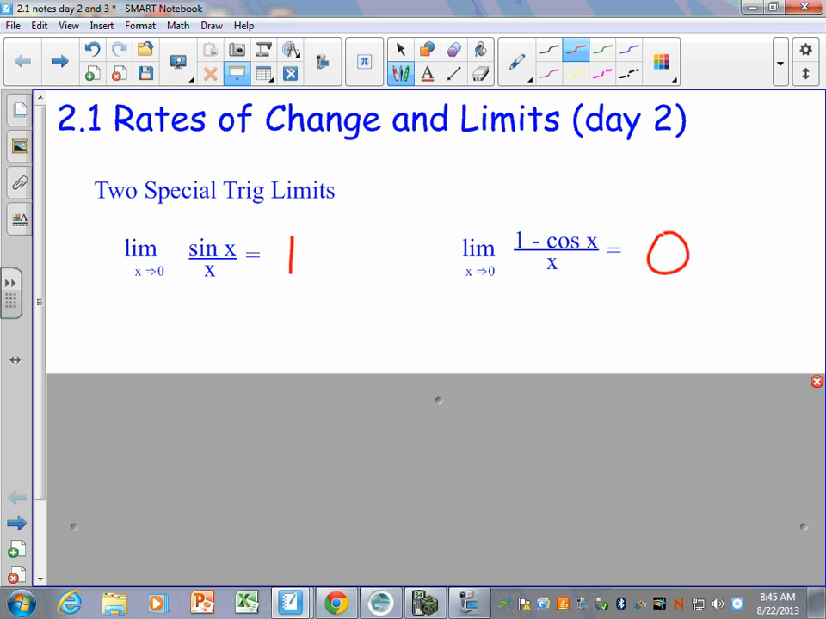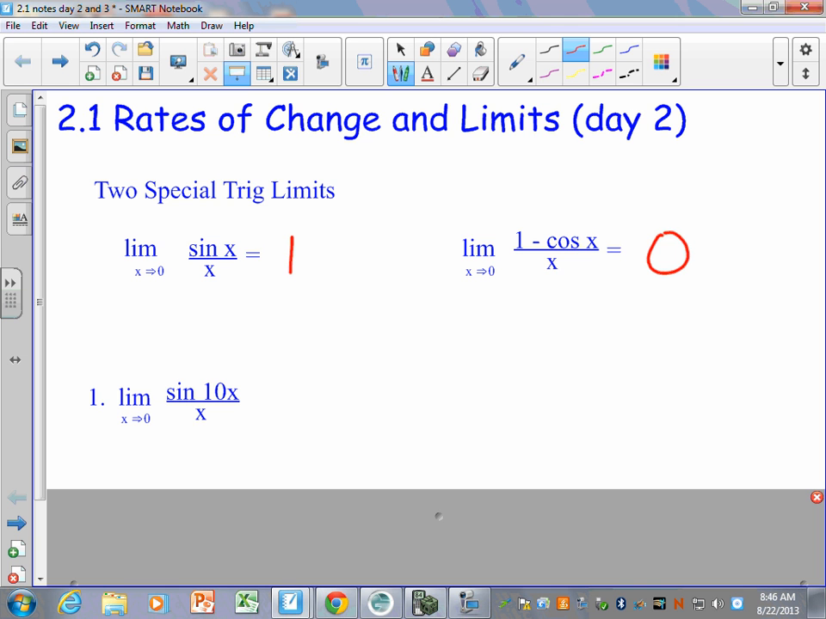So you're going to see some of the ones that I originally had on the homework from yesterday, but I took off because I knew we wouldn't get to this. They're going to give you some variations of this. So instead of just giving you what is the limit as x approaches 0 of sine of x over x, they're going to give you something more like this.